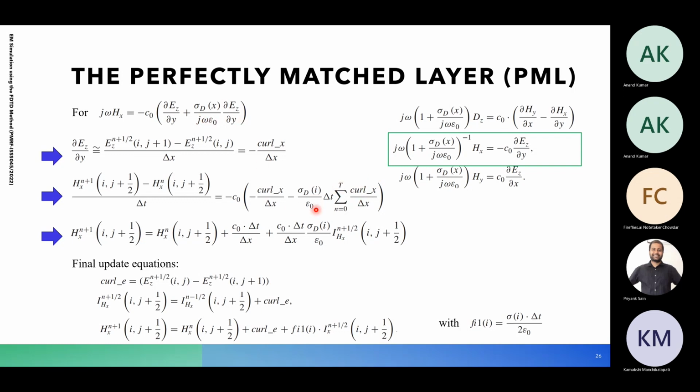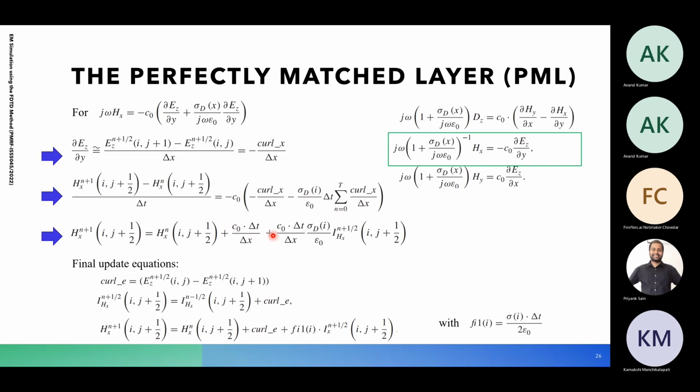And then again there is this coefficient, and this del Ez by del Y is again written as curl of x by del x, and then the whole thing is multiplied by c naught. Once we get this equation, we multiply this delta t on the right hand side, so we get this. We take this second Hx term on the right hand side, so we get this Hx term over here, this delta t into c naught by delta x into this curl of x is missing over here.